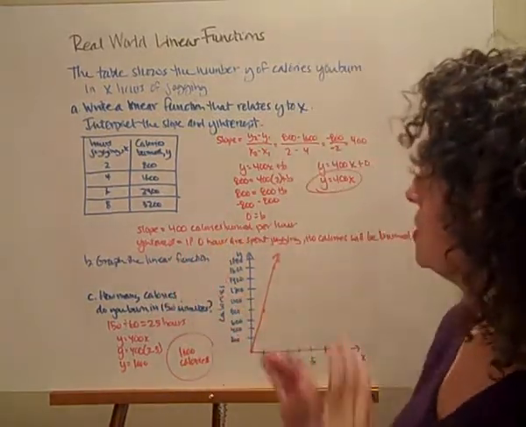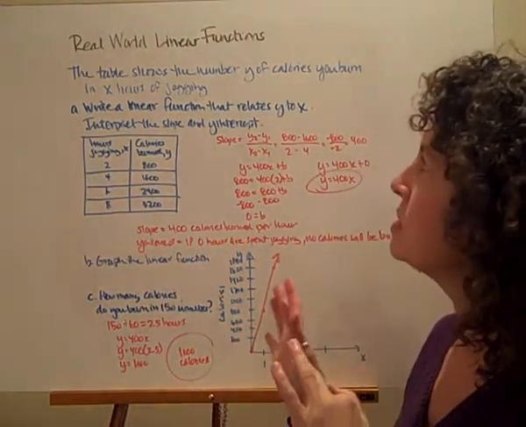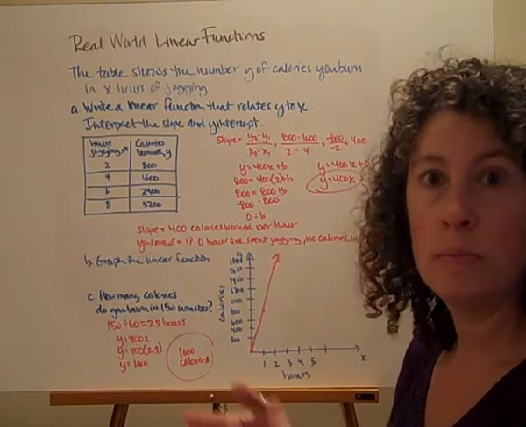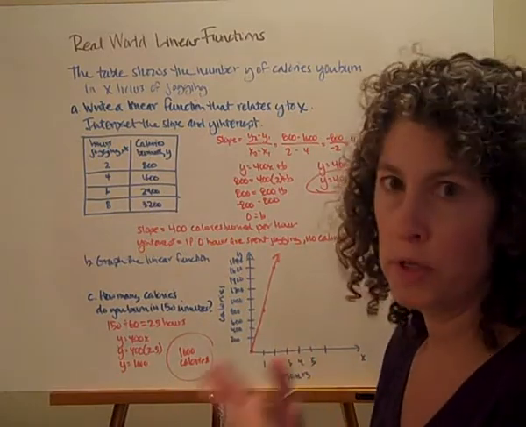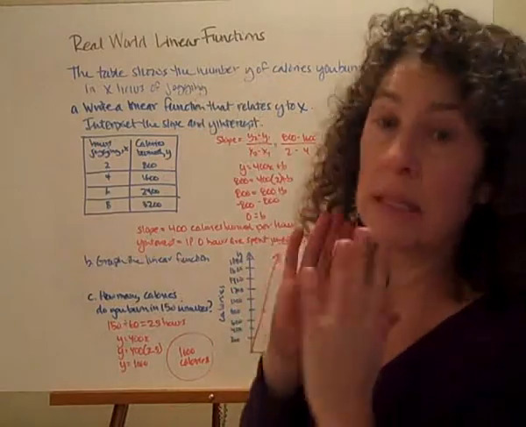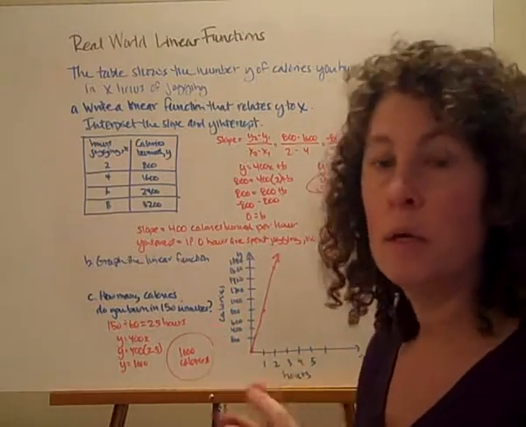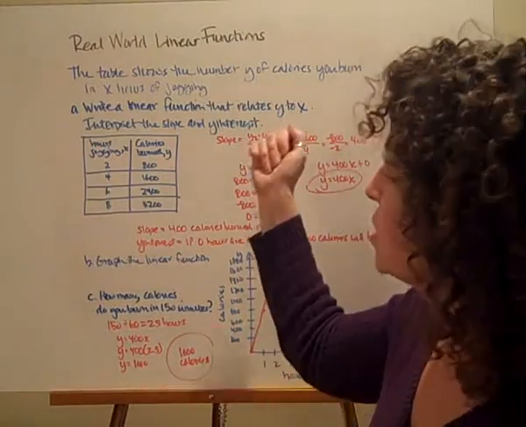Real-world linear functions. So talking about linear functions, function meaning we have an input and an output. Each input only has one output. We're going to look at linear functions where they make a line. We've looked at those before, but let's look at some real-world ones.